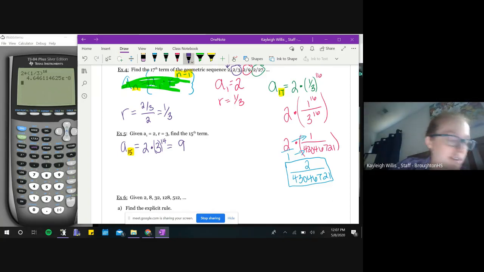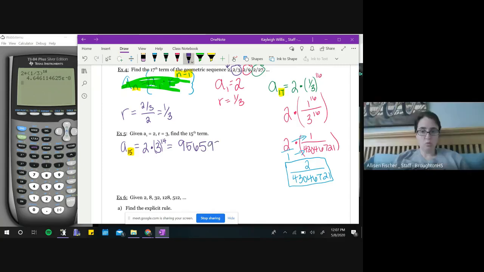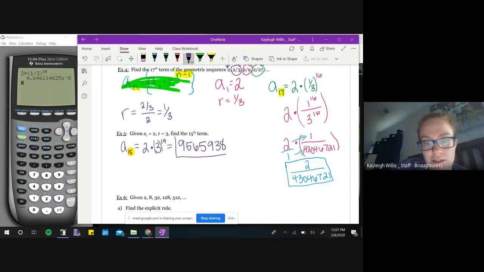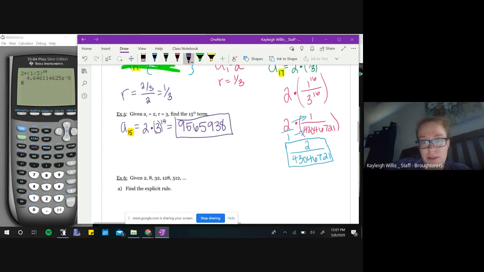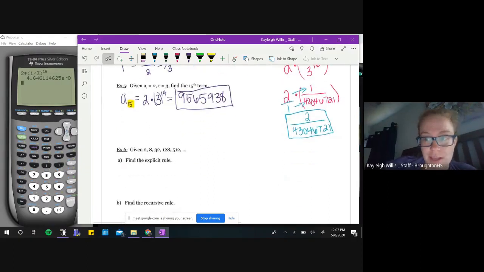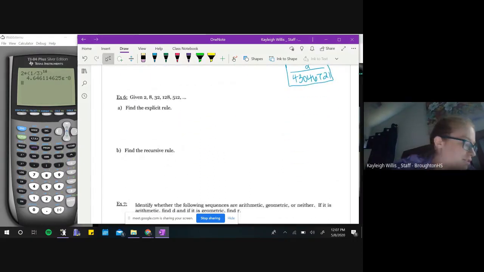This number is 9,565,938. Woo! These are big numbers. Big numbers, because guess what? Geometric sequences, if you were to make a function, they're exponential functions, so they increase rapidly.